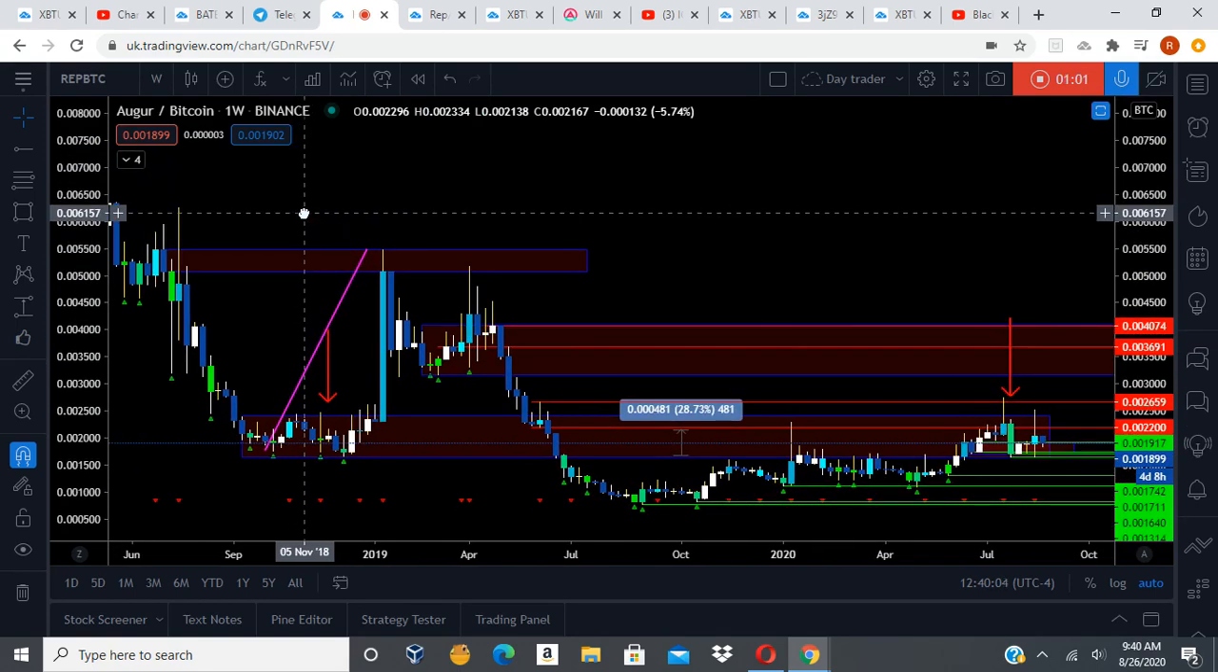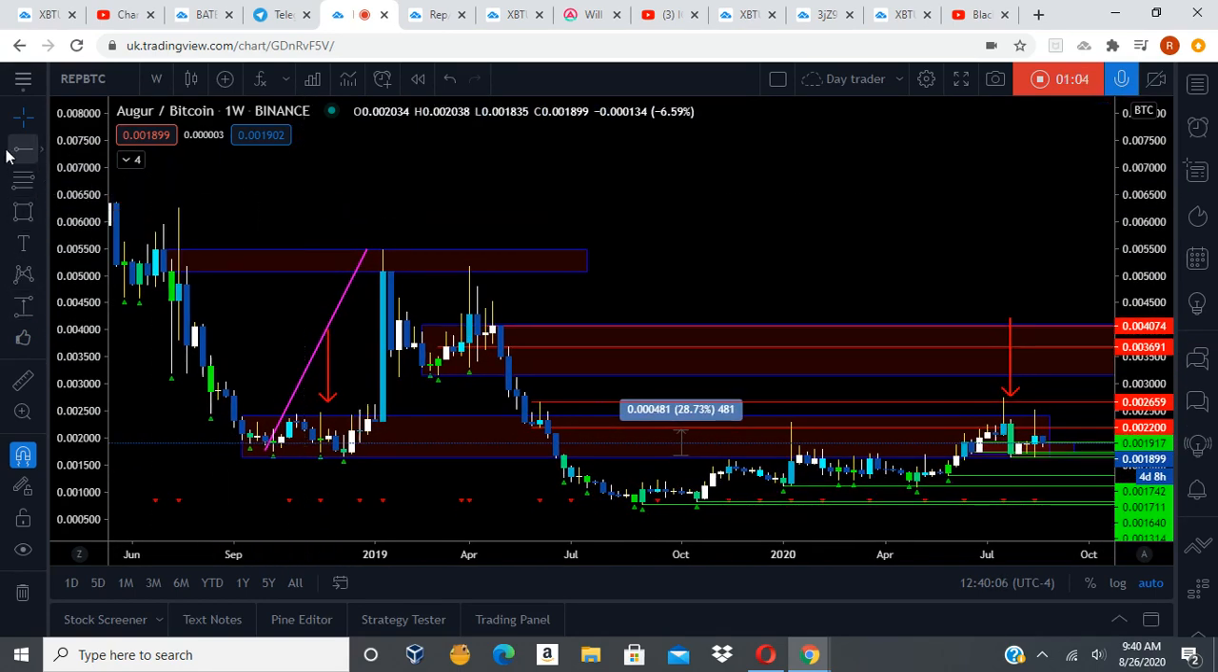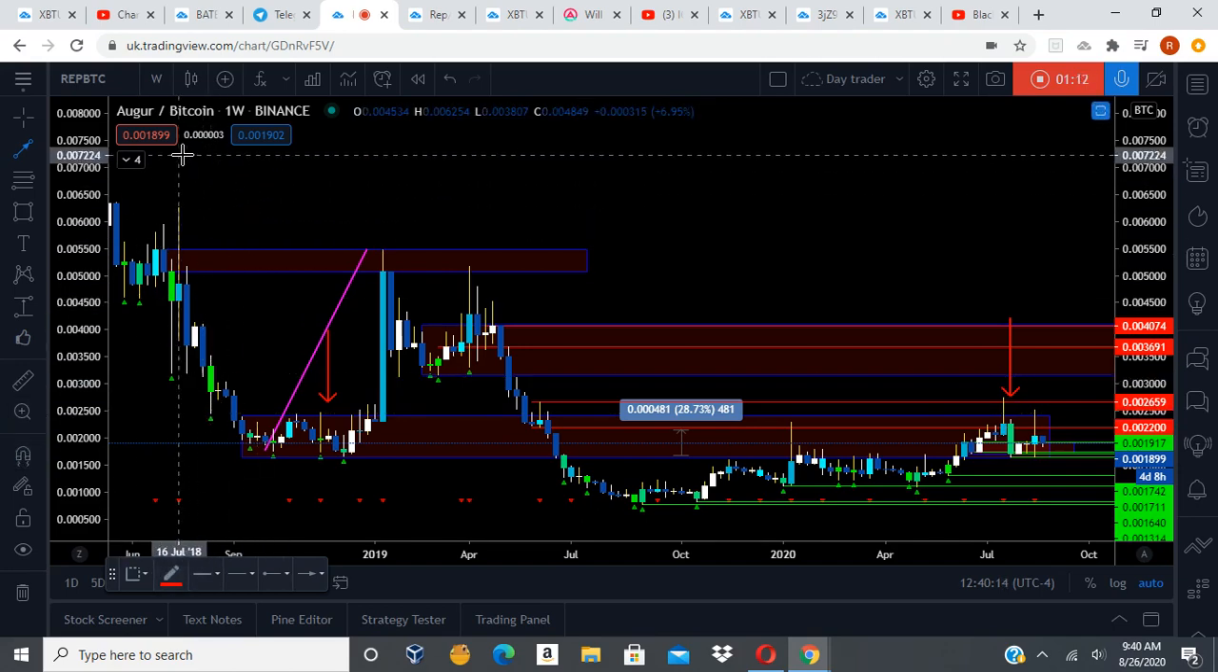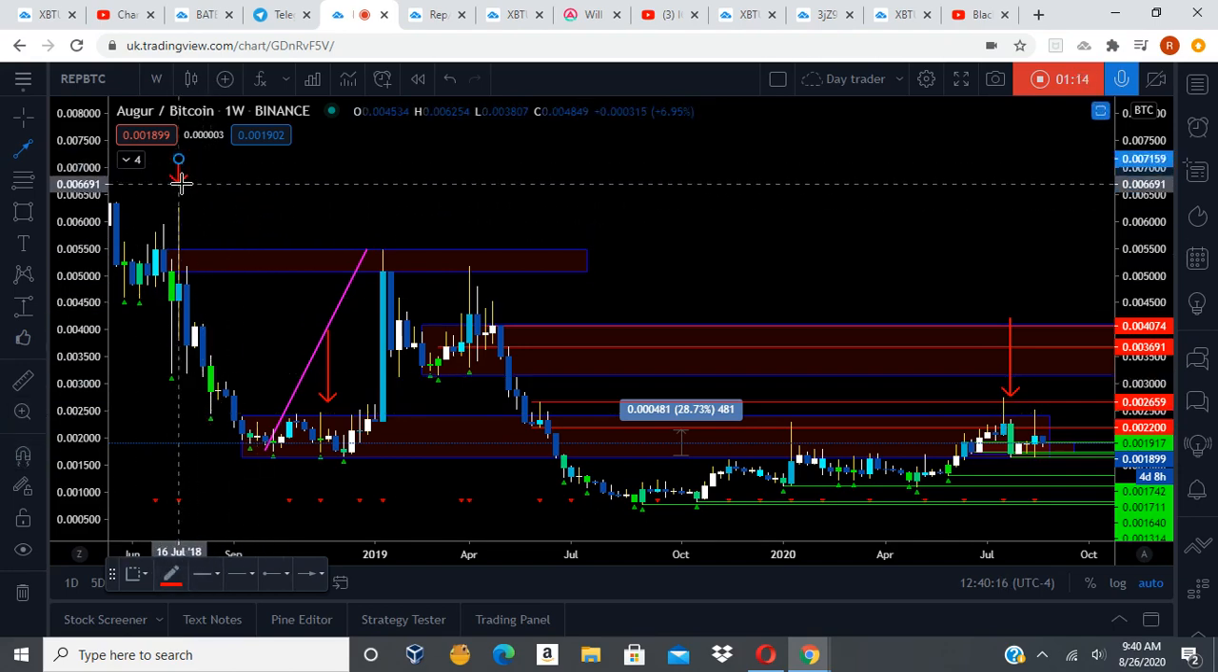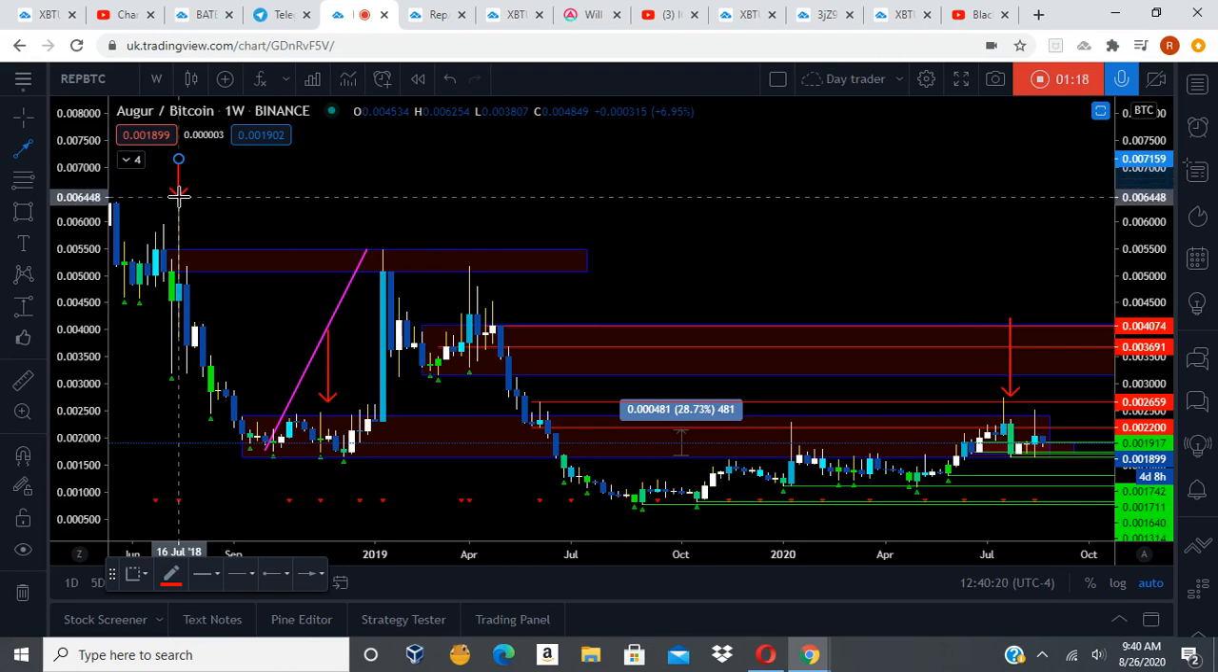You have right here, I'll point it to you. We're going to use the arrows in terms of downtrend and uptrend. Red arrows are going to represent the downtrend. Green arrows are going to represent the up. Red arrow represents down. Green will represent the up.